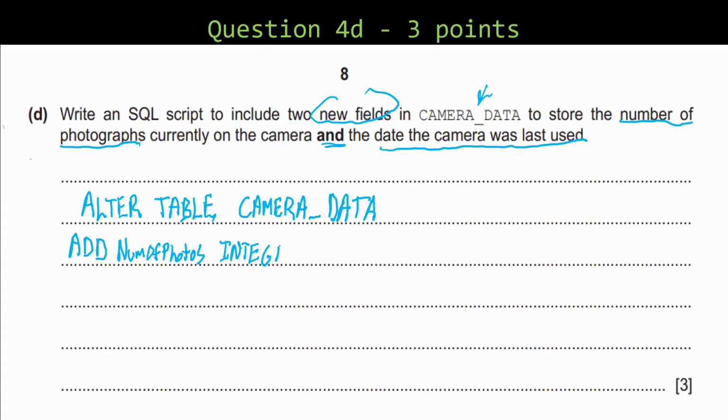But that's not the only thing I'm adding. Because I'm adding more than one thing, I can keep it on the same line here and add the date the camera was last used. So I'll say last used. What is that data type? That data type is a date. I am done altering my table. I put a semicolon and I am done. And I just picked up 3 points there. One for altering the table, I'm adding a number of photos as an integer and my last used as a date. So with that, we're ready to move on to the next question.